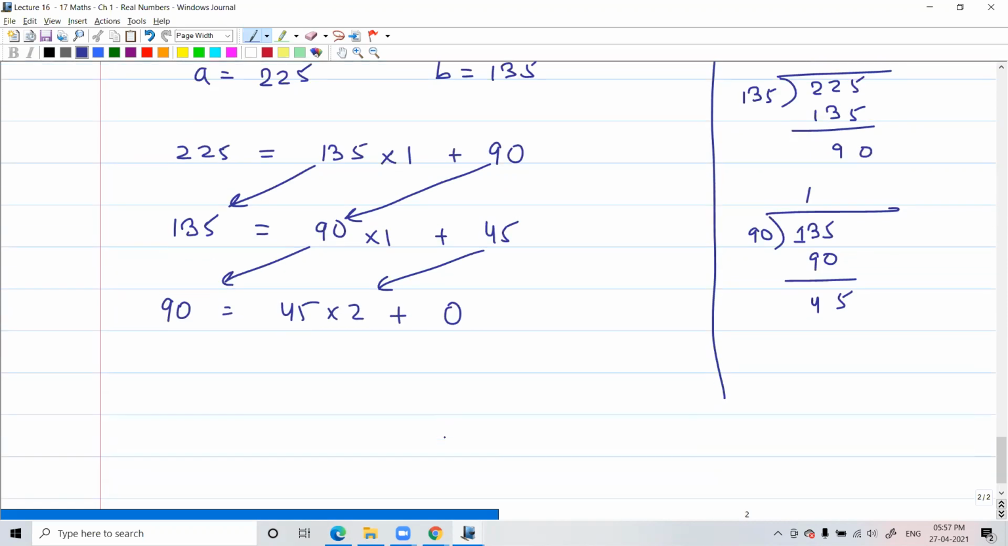Tell me, what is the HCF did you get? 45, sir. Yes, the divisor, not the quotient. You see, 45 was the remainder in the previous step, no? So 45 became the new divisor. So 45 is your HCF, not the 2, okay? Be very clear about that.